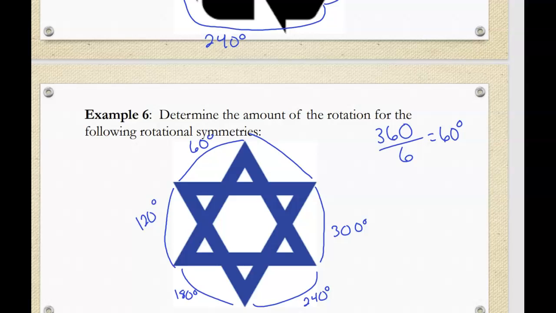So you look to see how many times you can rotate it to give you the same picture until you get back to your starting point. Then you take 360 divided by that many times, and that will give you the starting number of degrees. Then you just keep adding that number around until you get to 360, and that will show you where your rotations will end up.